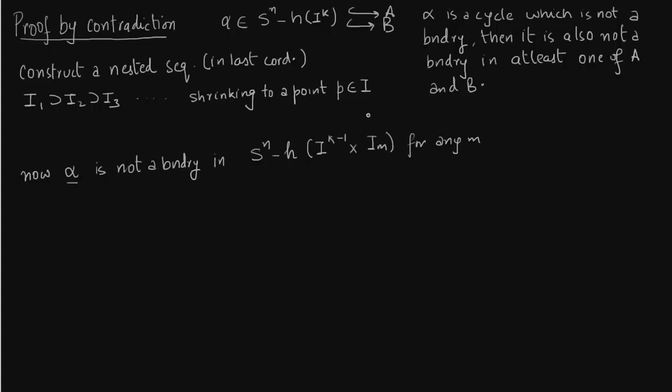This is our assumption. So I'm just giving an example. Im before we had taken as 0 half and half 1. So now we take any shrinking set. Basically we want to isolate a point P by shrinking this further and further down. So you could take any smallest possible Im and then say alpha is not a boundary in this thing.